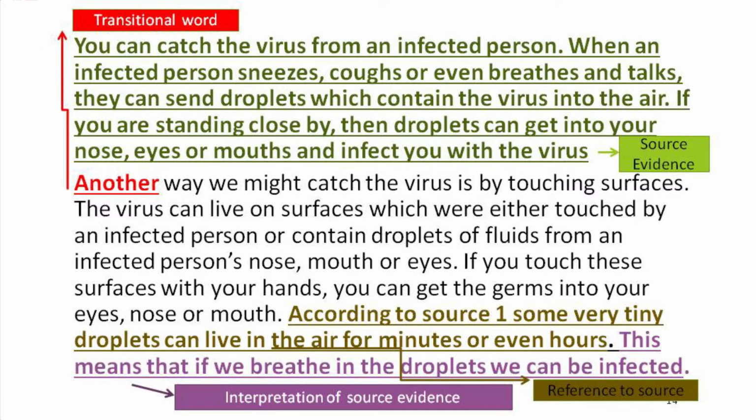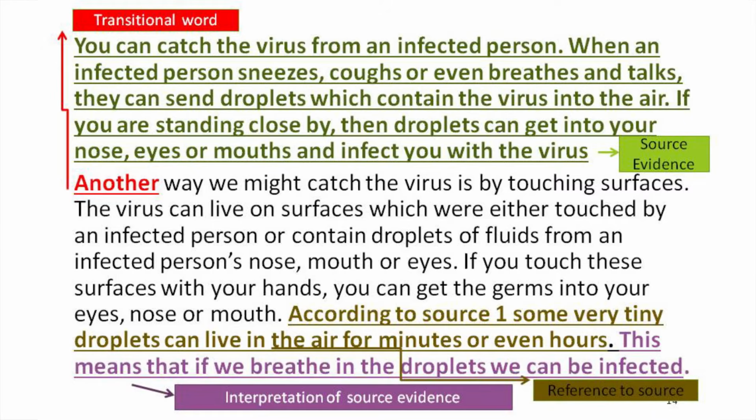So we've read as a reader. Now we're going to read as a writer. You can catch the virus from an infected person when an infected person sneezes, coughs, or even breathes and talks. They can send droplets which contain the virus into the air. If you are standing close by, then droplets can get into your nose, eyes, or mouths and infect you with the virus. This is source evidence. In other words, our writer took this information from the source. So in the body of our writing, we need to use evidence from the source.